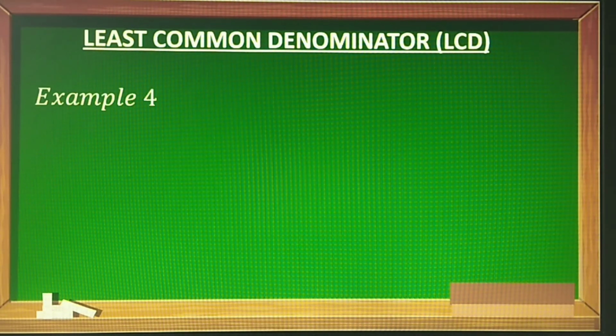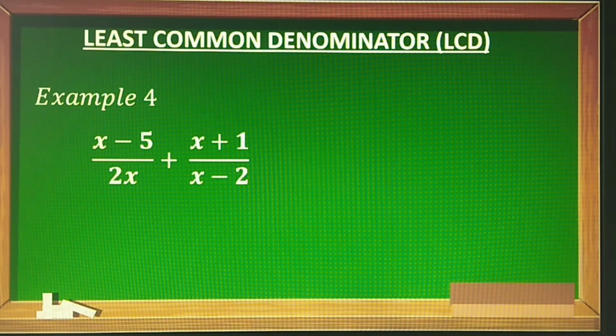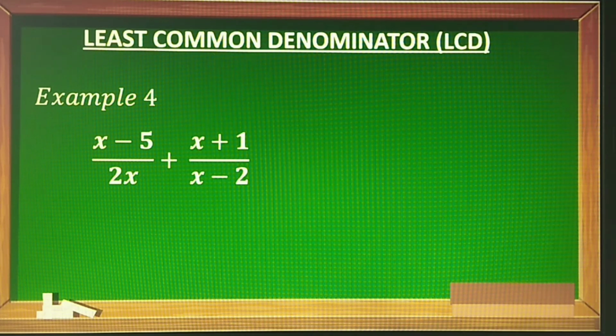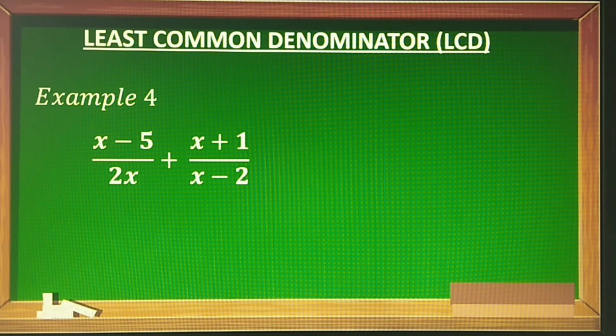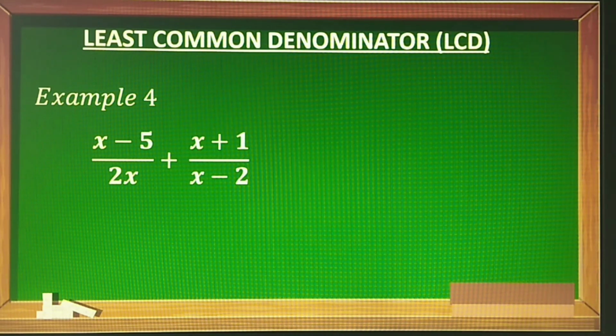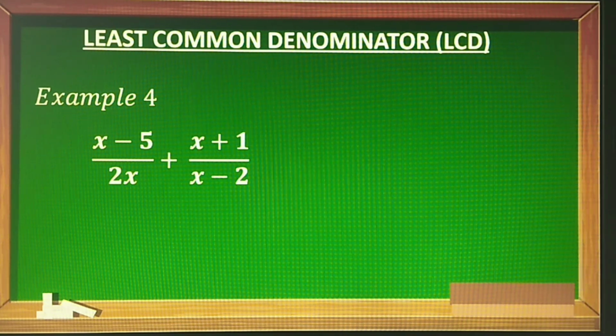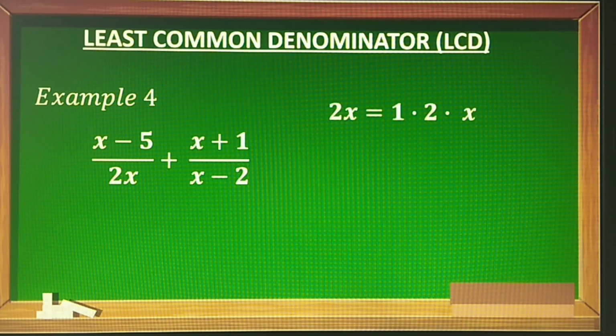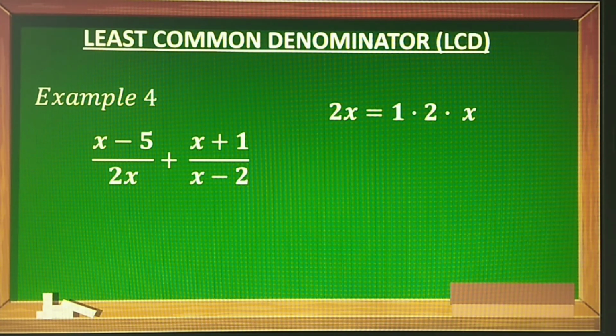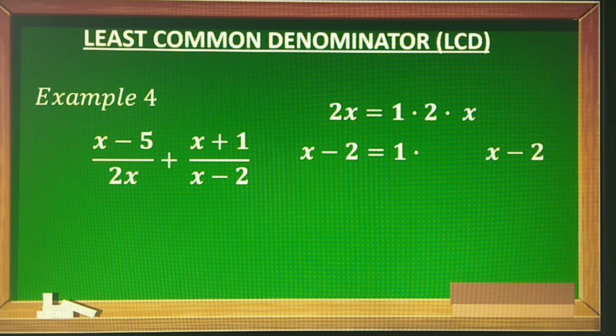Okay, so another example is (x minus 5)/(2x) plus (x plus 1)/(x minus 2). Again, ililist down lang natin yung lahat ng prime factors ng mga denominators, ng 2x at saka x minus 2. So, ang 2x, ang prime factors niya ay 1 times 2 times x. While yung x minus 2 naman ay 1 times x minus 2. Kung mapapansin niyo ay hindi ko tinapat si x at saka si x minus 2 kasi magkaiba sila. Si x wala siyang kasama, si x minus 2 ay magkasama.